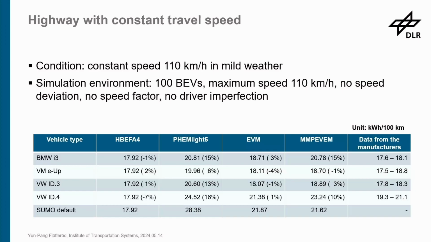And again, here we can see that the EVM's estimates best match the data from the manufacturers. In comparison to that, the PHEMlight 5 and the MMP EVM estimate more energy consumption than the real data. But both of them are very close to each other in the result. So it implies that both of the models tend to estimate higher energy consumption at high speed.